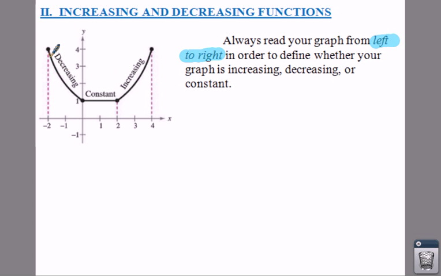So read it left to right. If your graph is going down left to right, that's decreasing. If it stays the same and is a horizontal line, it's constant. If it increases left to right, it's increasing.